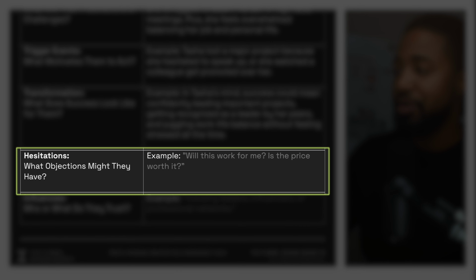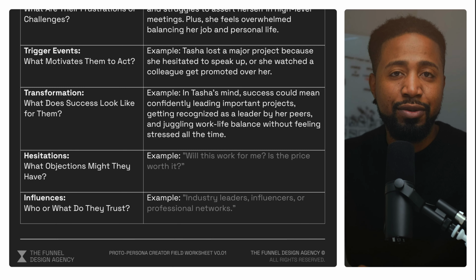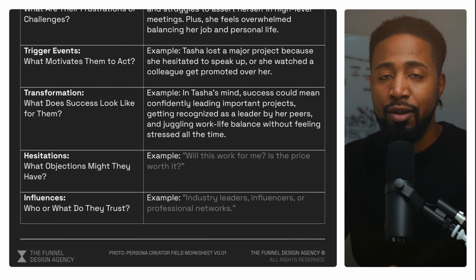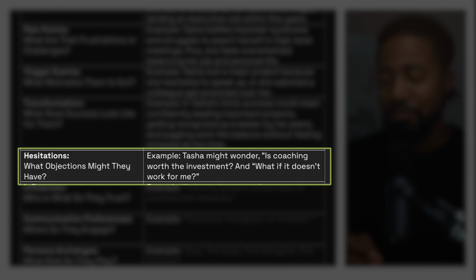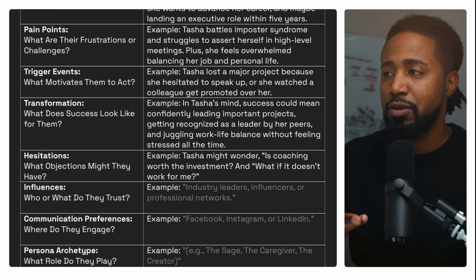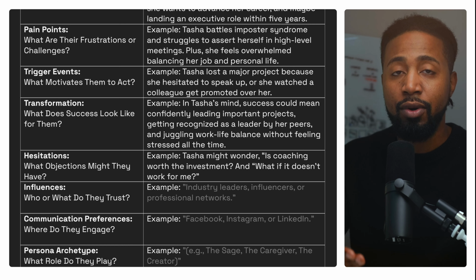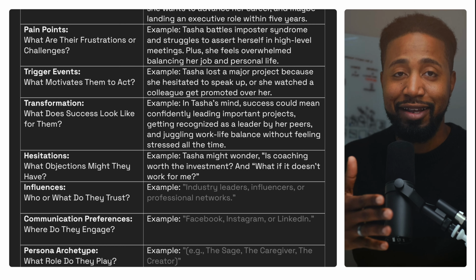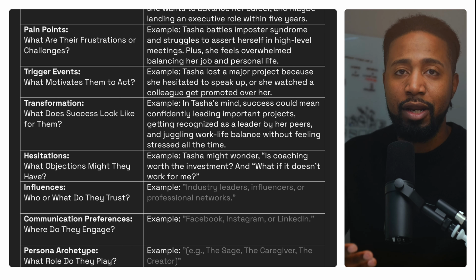And up next is going to be hesitation. And the question that we answer here is, what objections might they have? And the idea here is to put yourself in their shoes and address their worries head on in all of your messaging. So Tasha might wonder, is coaching worth the investment? And what if it doesn't work for me? So for Tasha, these are the two most important questions in her mind. These are her hesitations. This is what's going to keep her from moving forward with you as a mindset coach. Again, if you're a mindset coach. Knowing her hesitations, you can address all of them up front, and you can do this through testimonials, through money back guarantees, or during your discovery call.